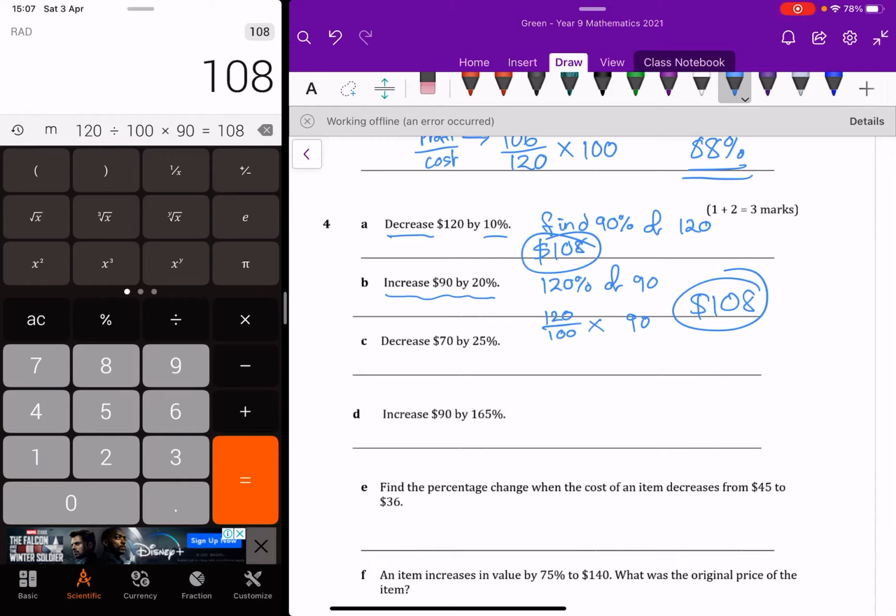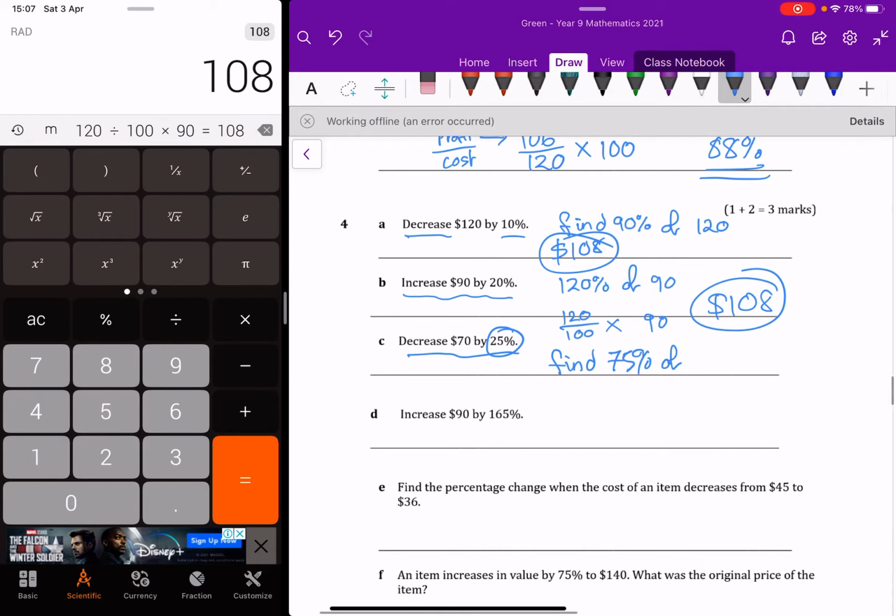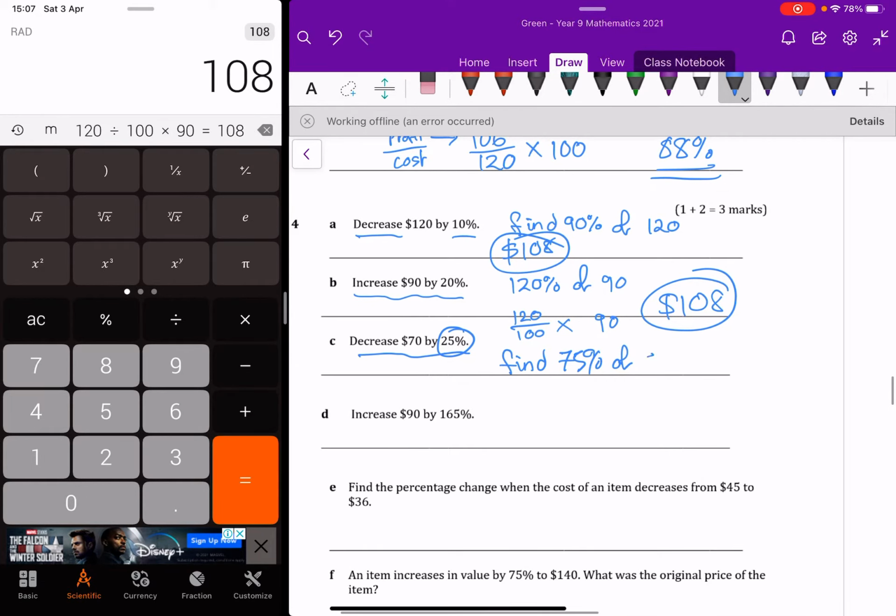And then decrease 70 by 25%. Well, decreasing 70 by 25%, taking 25% off 100, so this is the same as saying find 75% of $70. All right, so all I do is 75 divided by 100 times 70. $52.50. Nice and easy.